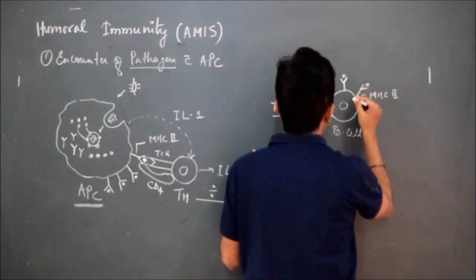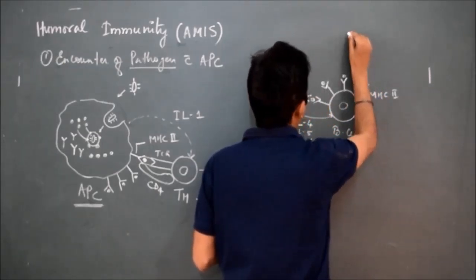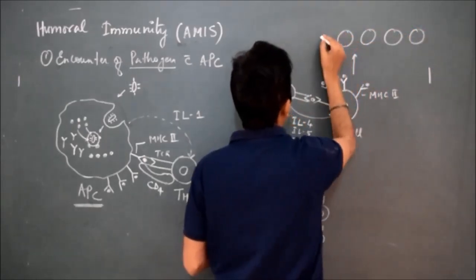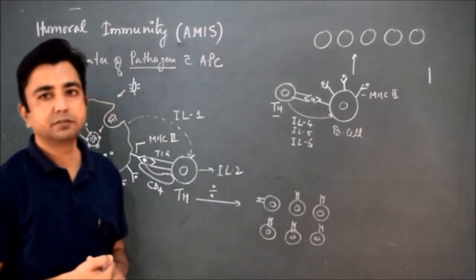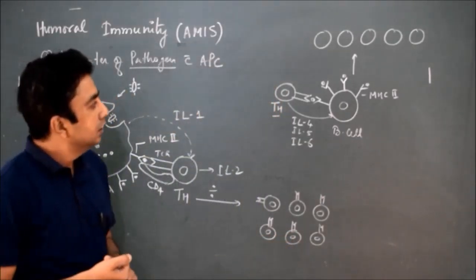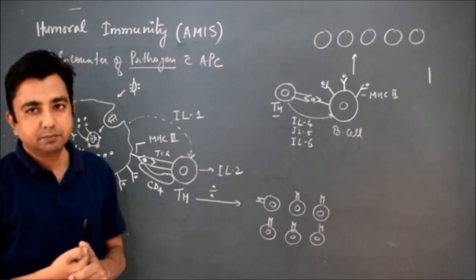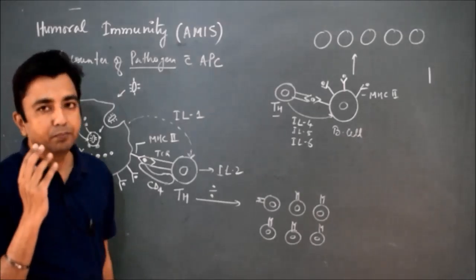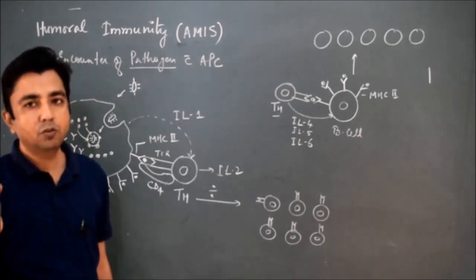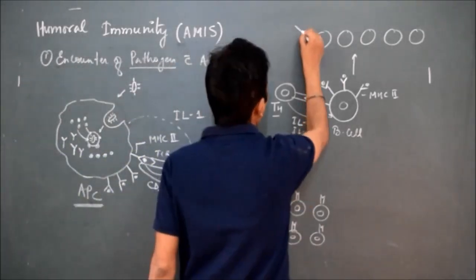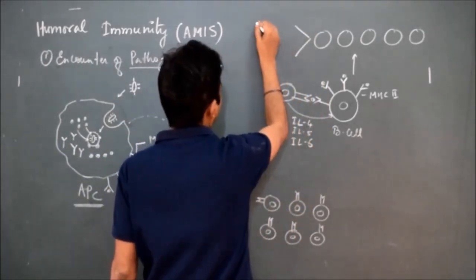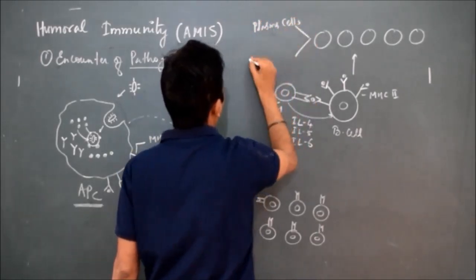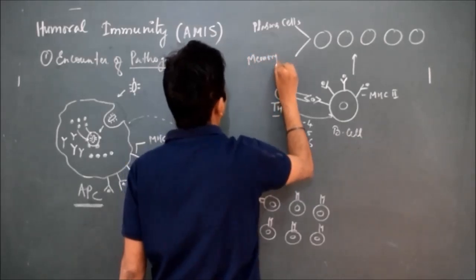Now B cells will form so many copies of B cells. Out of these B cells, some will differentiate into plasma cells and some will differentiate into memory cells. So two types of differentiation take place: plasma cells and memory cells.